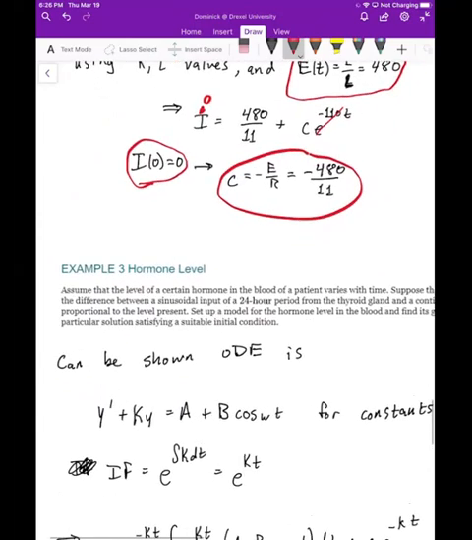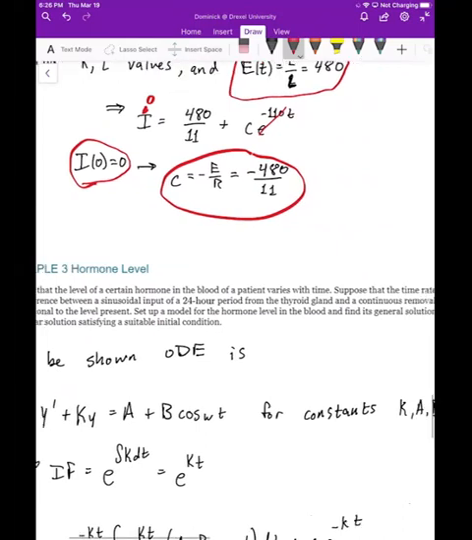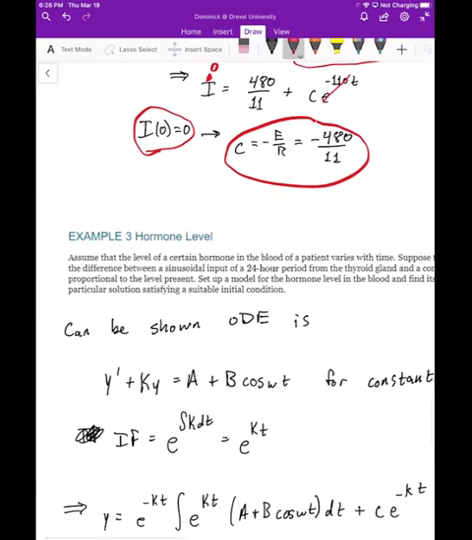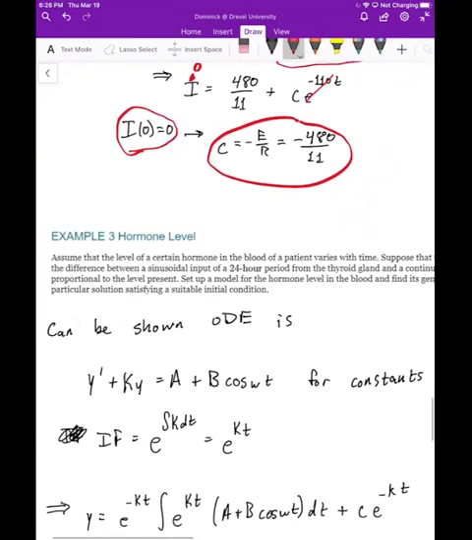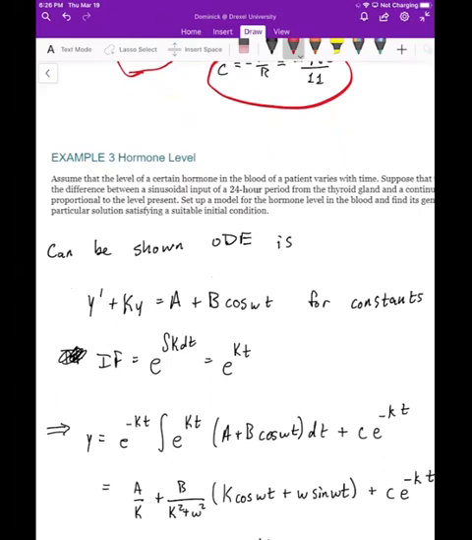Okay. Now, the other application example that I want to look at is one that talks about the certain level of hormone in the blood of a patient that's varying with time. We're going to suppose that the time rate of change is basically between a sinusoidal input of a 24-hour period from the thyroid and the removal rate, which is proportional to the level present, right?